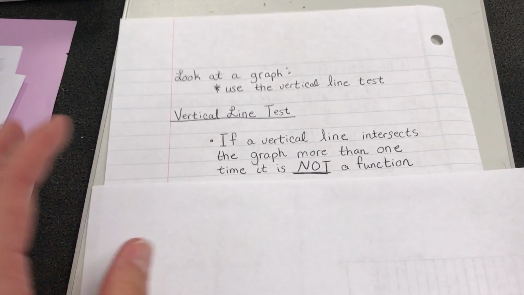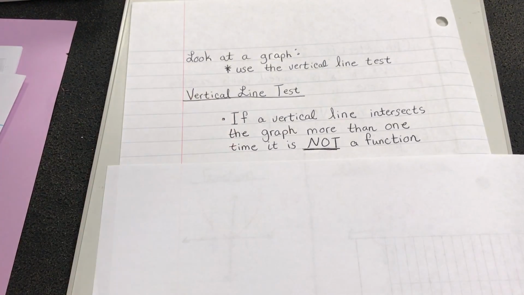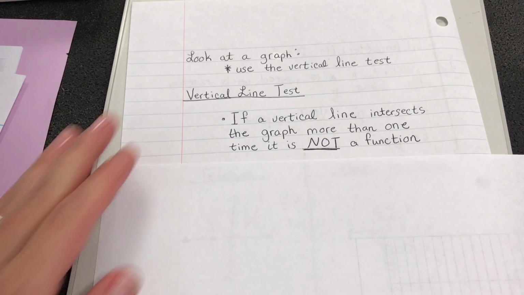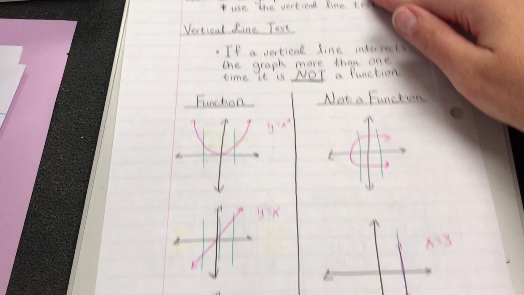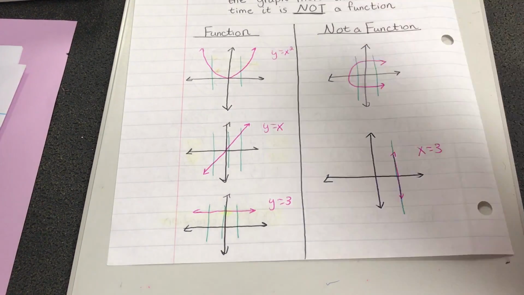So now let's look at the vertical line test. How can you tell if it's a function if you're not given ordered pairs and you're just given a graph? Well, what we're going to do is look at the graph and use the vertical line test. The vertical line test states if a vertical line intersects the graph more than one time, it is not a function because your x values actually repeat. And I'm going to show you that in just a second. So I'm going to go ahead and show you the whole thing so I can explain it.